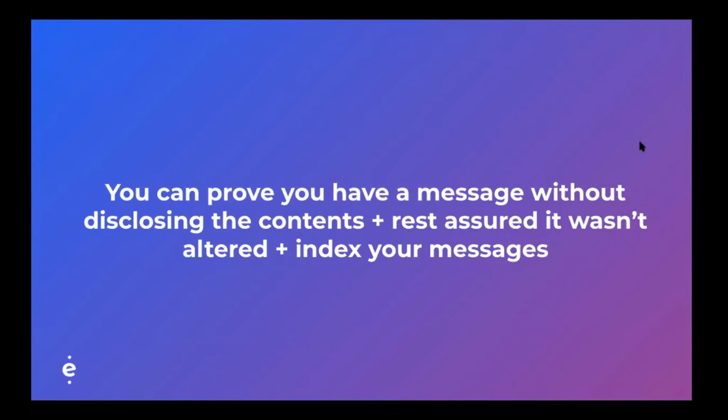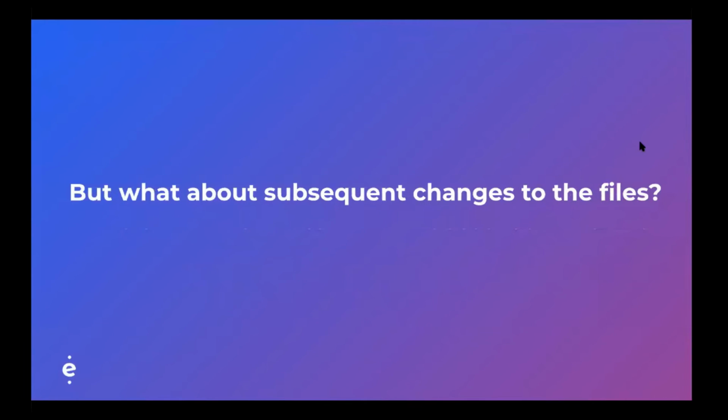This basically says something very simple. We talked about it probably almost too much last week, which is that you can prove you have a message without disclosing the contents, and that it wasn't altered. A hash can be used to prove that something matches the original. We're just trying to verify that something's happened without seeing it directly.